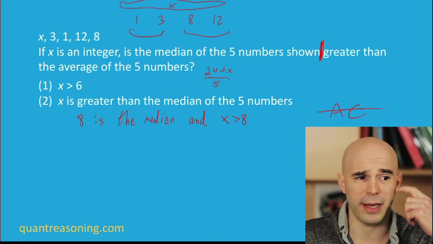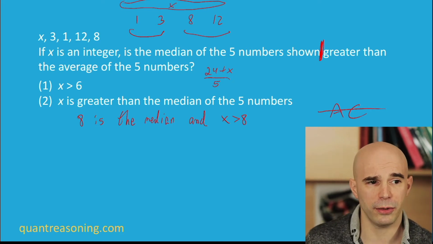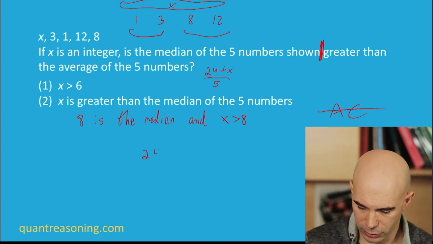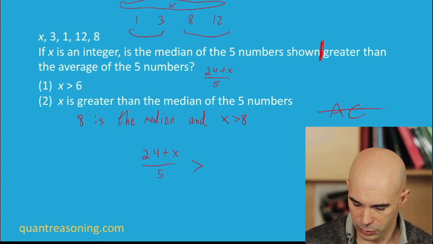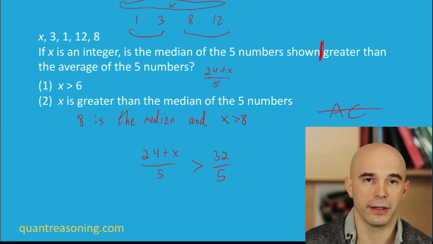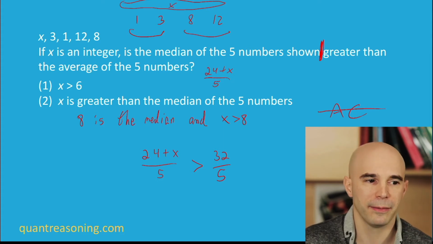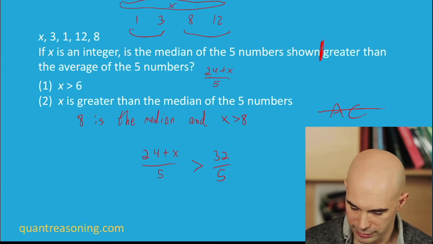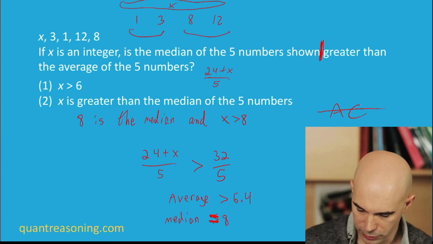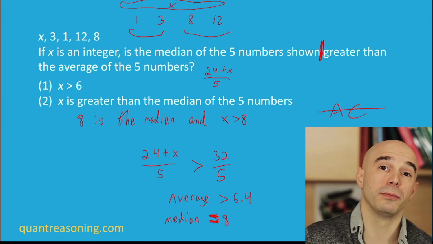And what can we say about the average for statement 2? I mean, if we know that x is greater than 8, then (24 + x)/5 would be greater than 32/5. What I did there is I plugged an 8 into x. We know that x is more than 8, so the average would be more than this. Right? So we know that the average is more than whatever that is, 6.4 or whatever. So we know exactly what the median is. And we know the average is more than 6.4.